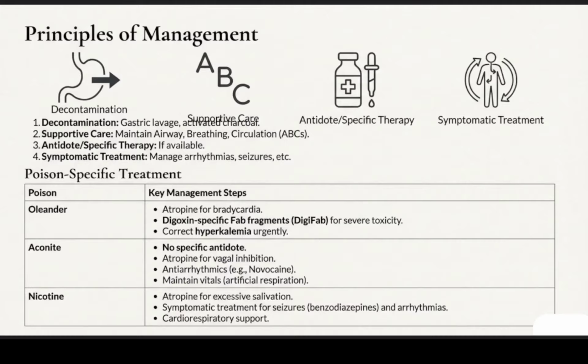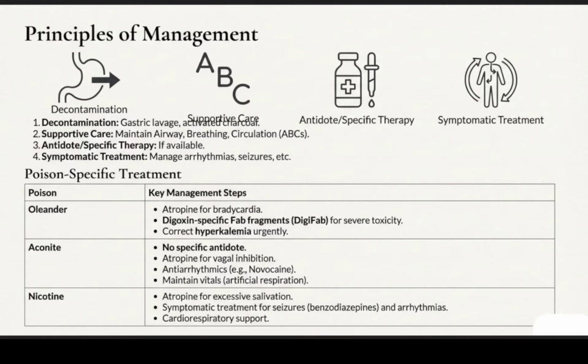Poison specific treatment for oleander, remember, atropine can be given for bradycardia, and digoxin specific Fab can be given for severe toxicity. We also have to correct the hyperkalemia urgently. For aconite, we do not have a specific antidote, but atropine can be given for vagal inhibition, anti-arrhythmics can be given, and maintain the vitals by giving artificial respiration. For nicotine, atropine can be given for excessive salivation, and apart from that, symptomatically treat the seizures and the arrhythmias, and cardiorespiratory support has to be given in these cases.